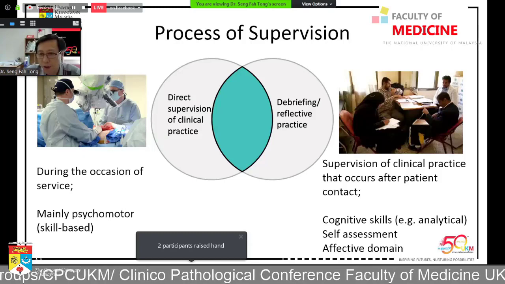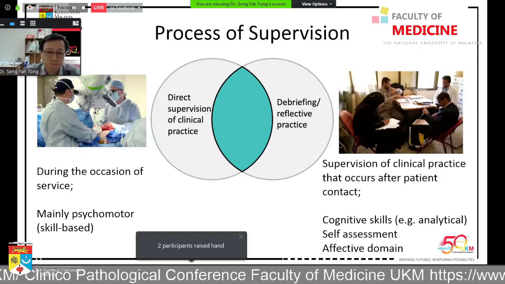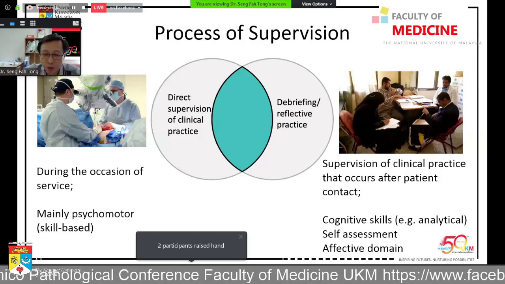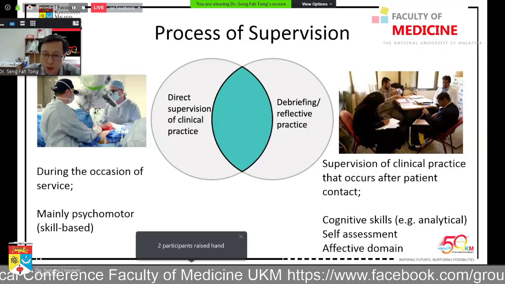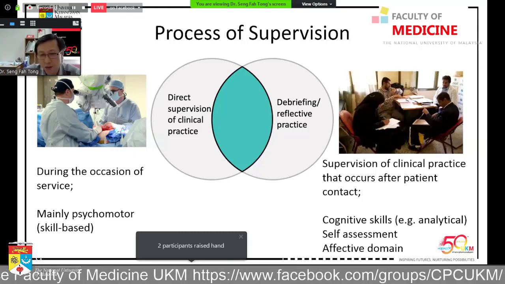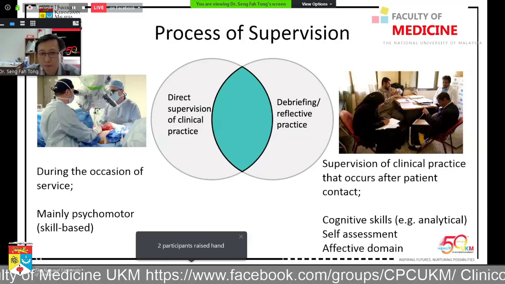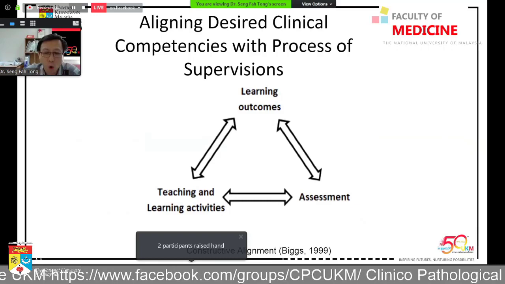How can they self-evaluate the reasoning, and also affective domain? We can talk about, in different situations, how would the ethics be? What is the professionalism that we should portray? And what are the values that they have demonstrated in their case-to-case practice? So we can be direct and indirect. So how can this then be put into the whole picture?